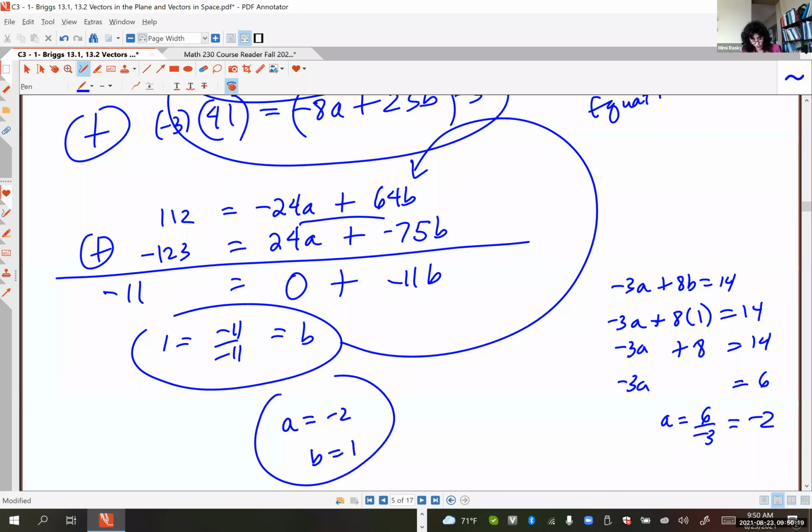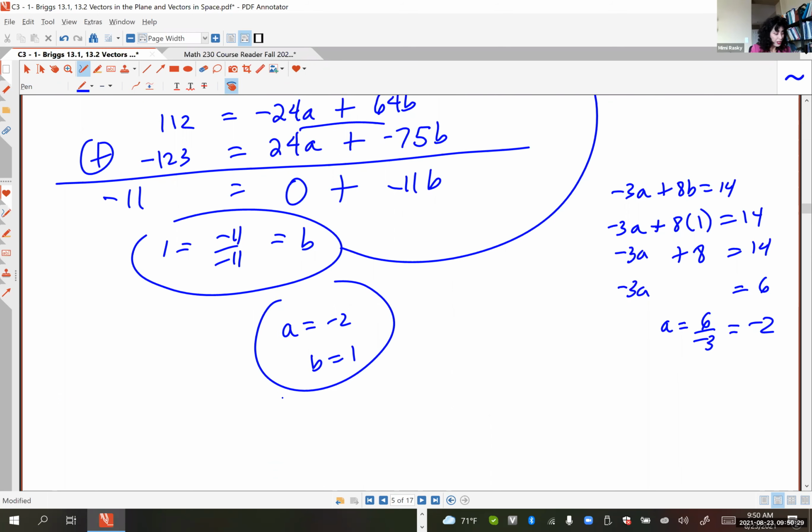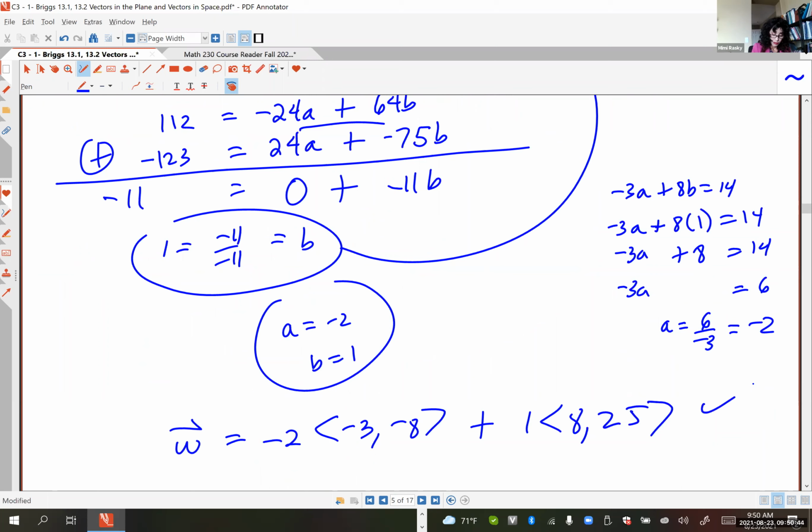And those are the mystery scalars that will enable us to write w as a linear combination of the other two vectors, u and v. So what has to be true right now? w has to be negative 2 times the u vector plus 1, that's the b, times the v vector. This has to be true. And it is. You can double check it.